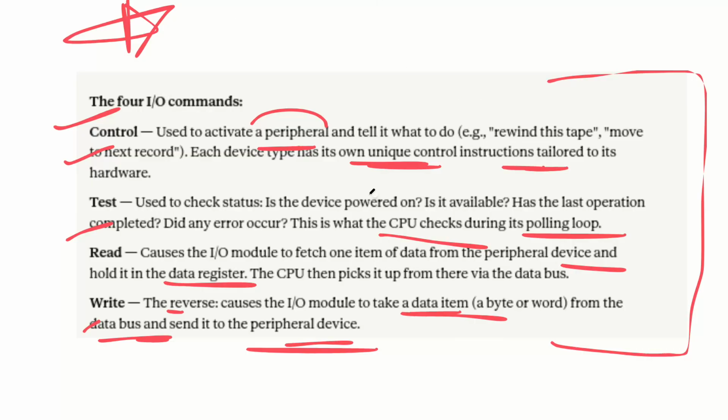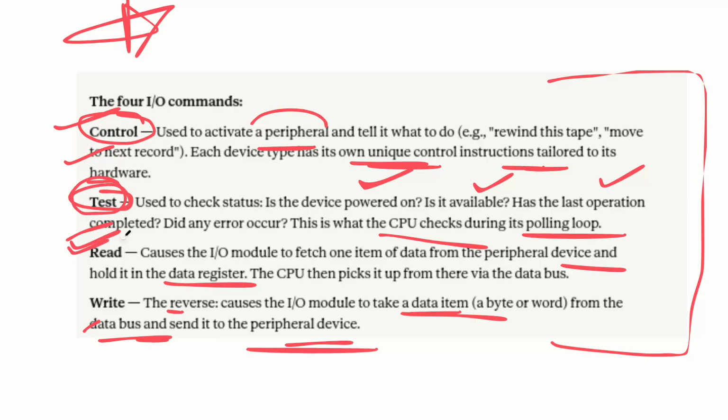Is the device powered on? Is the device available? Has the last operation been completed? If an error occurs, this is what the CPU checks periodically, which is test. So telling the device what to do is control. What the CPU checks periodically is test.